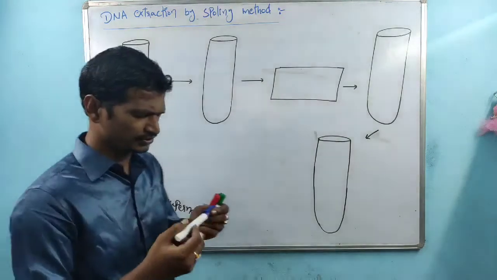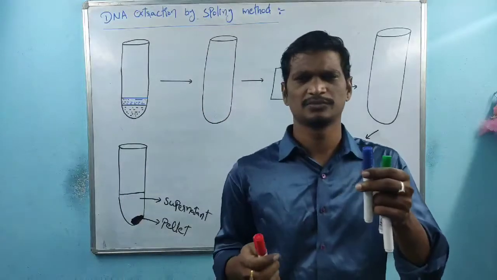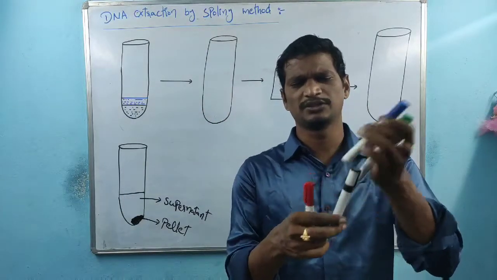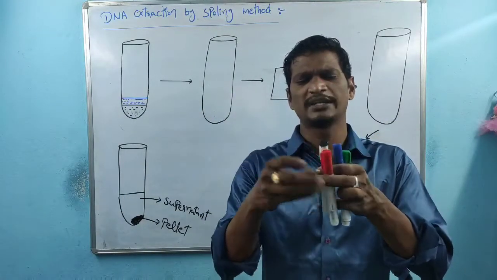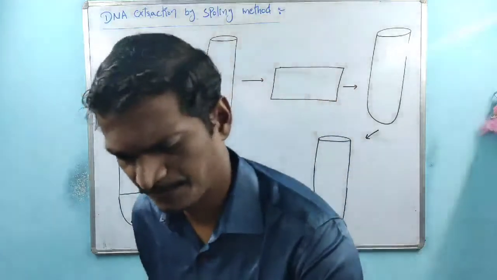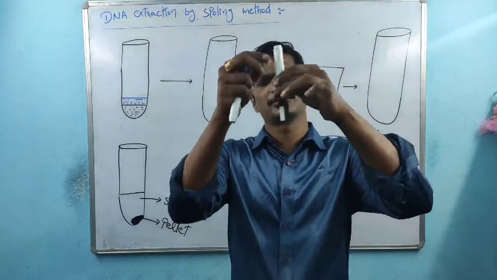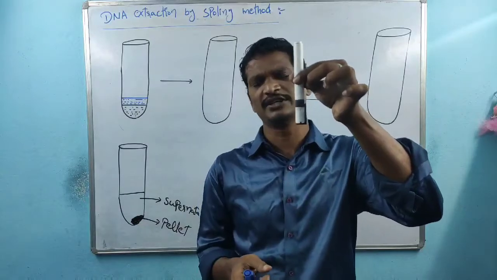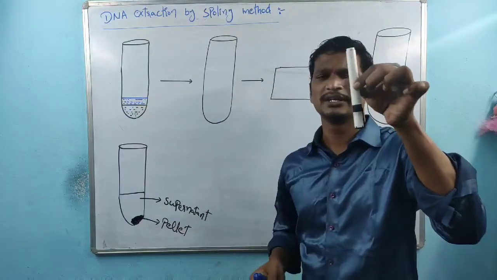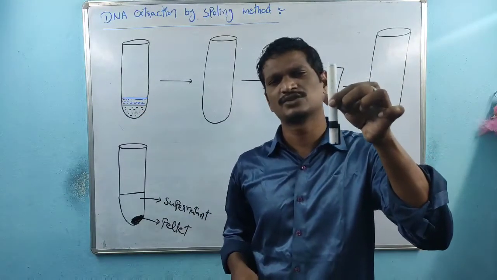See, suppose this is one of the tissue samples. It contains the supernatant, the black color part. Next, we are adding the NaCl solution.